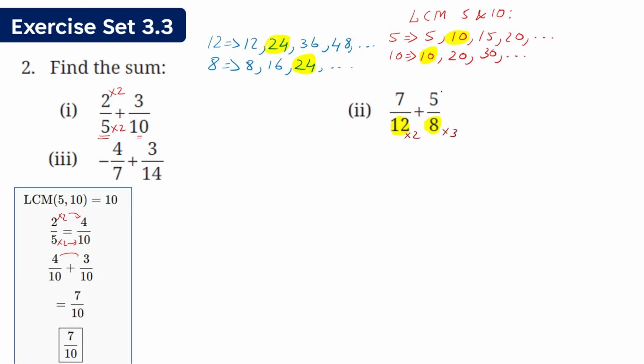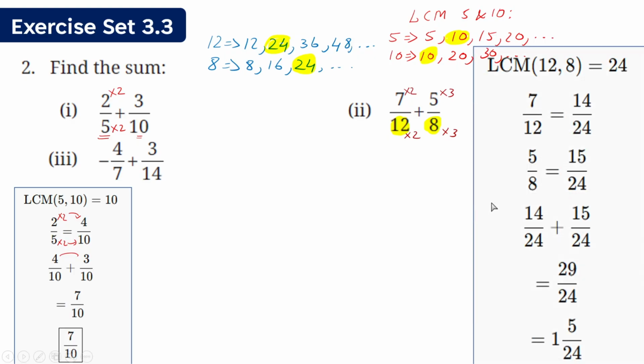But I also have to multiply the numerators according to the respective factors. So 7 is to be multiplied by 2 because 12 is multiplied by 2. 5 is to be multiplied by 3 because 8 is to be multiplied by 3. And the resultant fractions are 7 times 2 is 14 and 12 times 2 is 24. 5 times 3 is 15, 8 times 3 is 24. We then just add the numerators, 14 plus 15 gives us 29 and 24 is just copied. So the denominator is just copied but the numerators are being added.